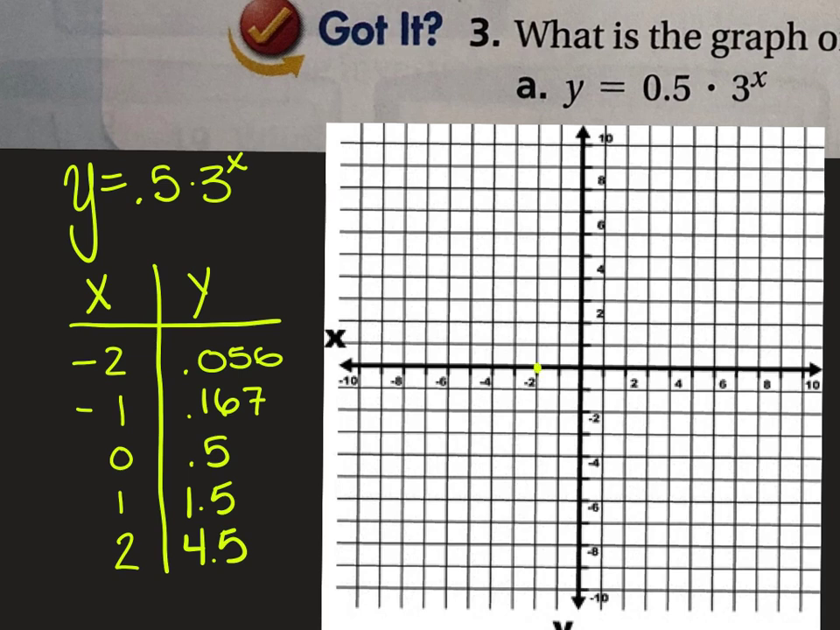So here, and then -1, .167. I don't know, we're going to say that's here. And then 0 and 0.5. And then 1 and 1.5. And then 2 and 4.5. So you can see from here, our graph's kind of going to go like this. All right, let's take a look at the next one.